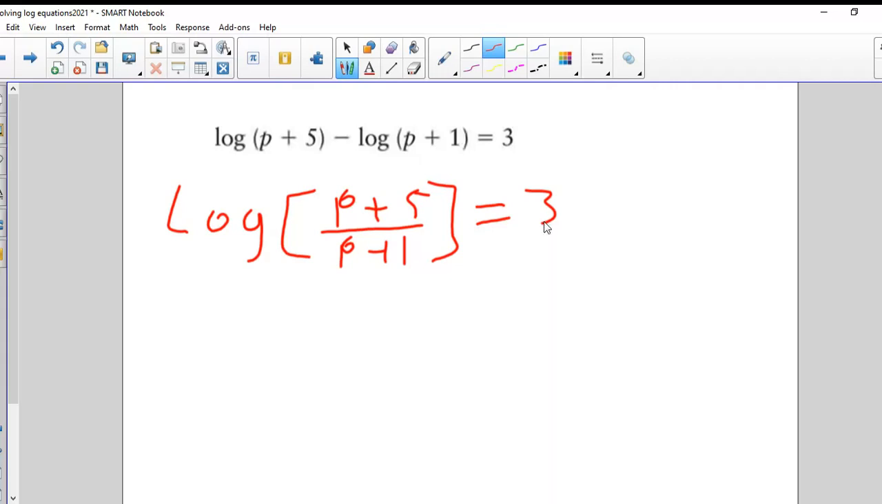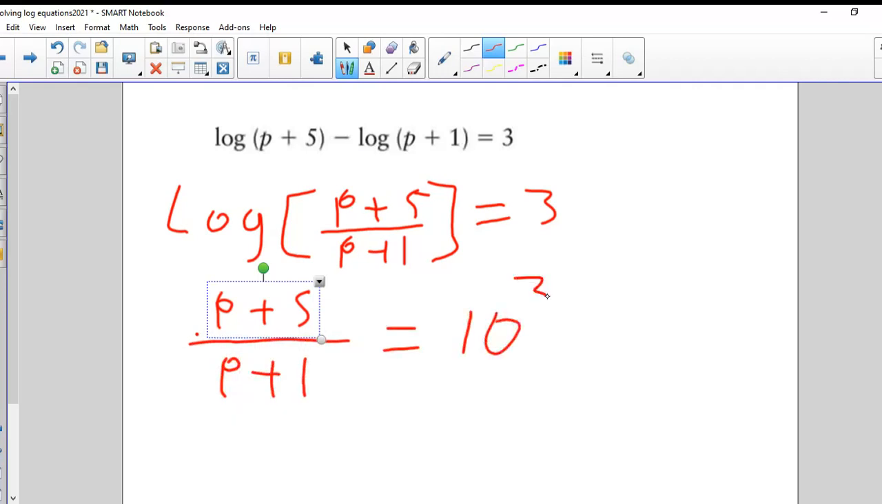Cross multiply? Well, not quite yet. There's a step that comes before the cross multiplication, isn't there? We're dealing with a log equation right now. So before we cross multiply, we have to, there you go, Prasanna. We have to find the inverse of this, which is an exponential function, and say that p plus 5 over p plus 1 is equal to 10 to the power of 3. Why 10? Because it's a common logarithm. It's a base 10. All right.